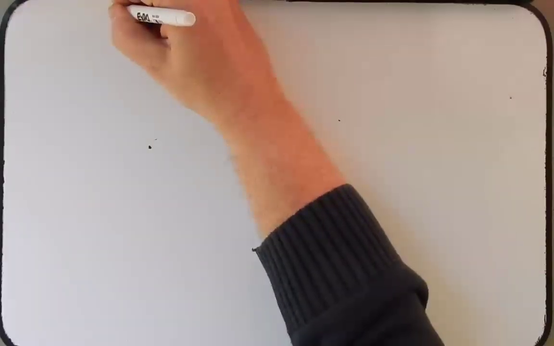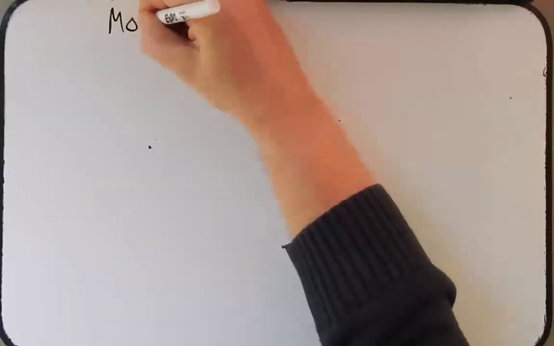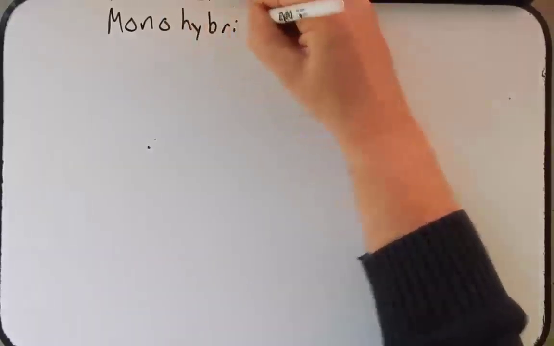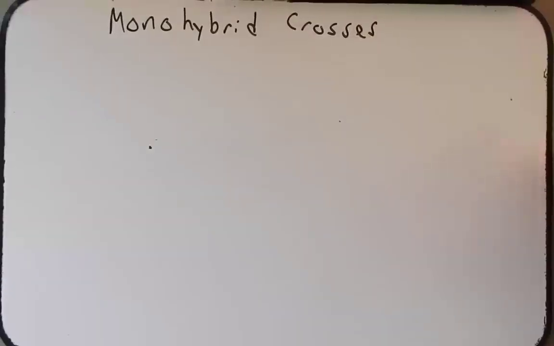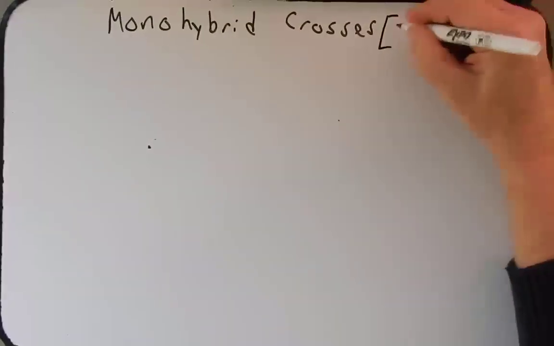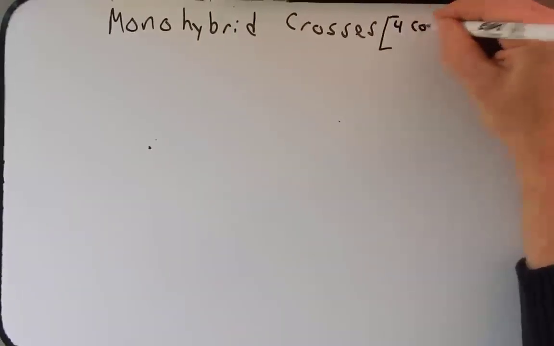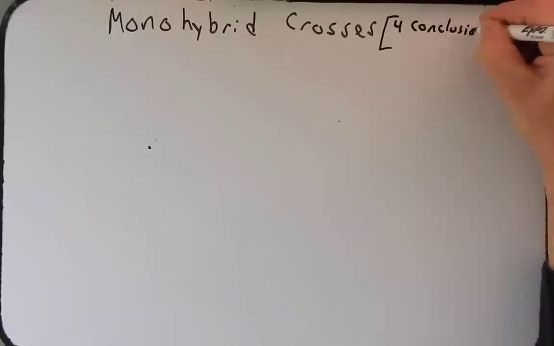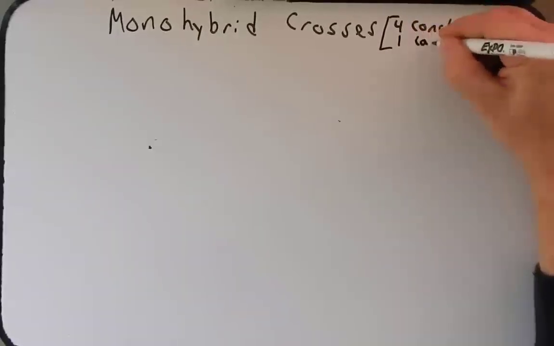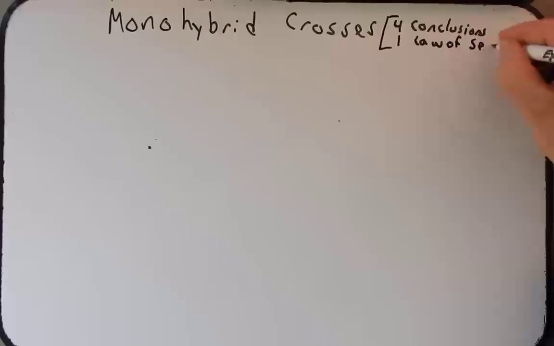In the last podcast, we talked a lot about the history of heredity and began to introduce Gregor Mendel. And now in this podcast, what I want to focus on are the crosses that Gregor Mendel did. We're going to begin with monohybrid crosses. In talking about the monohybrid crosses, we're going to talk about what are known as his 4 conclusions and his 1 law of segregation. In the next podcast, we'll talk about his law of independent assortment.